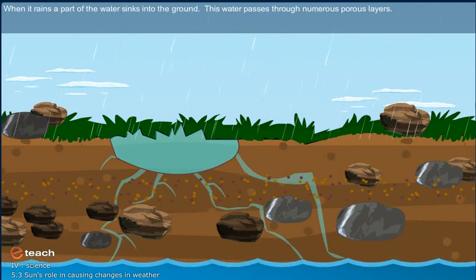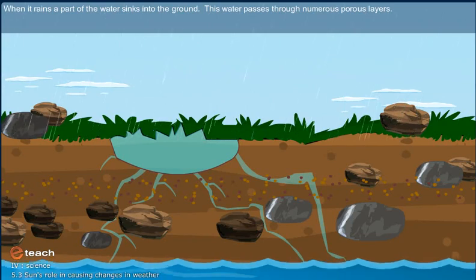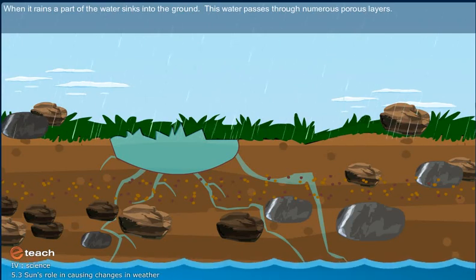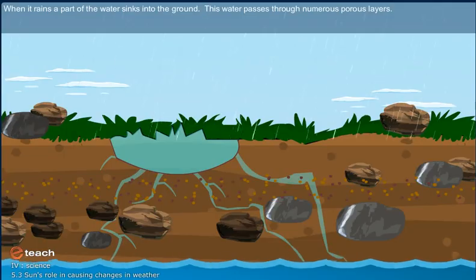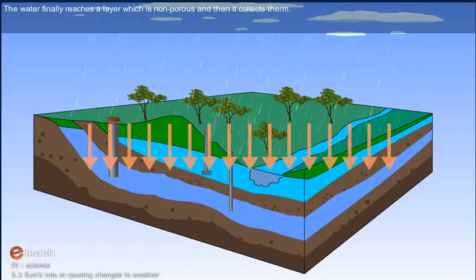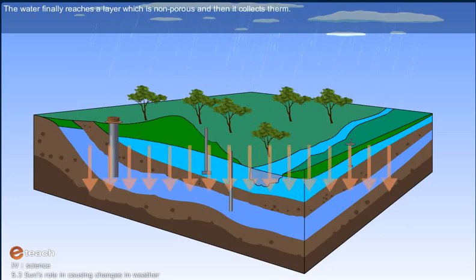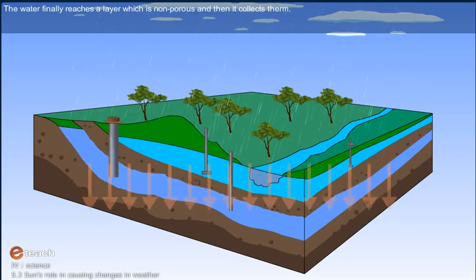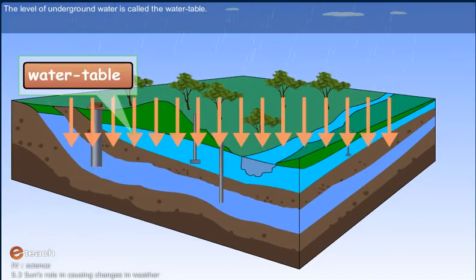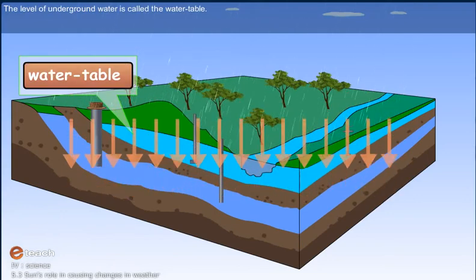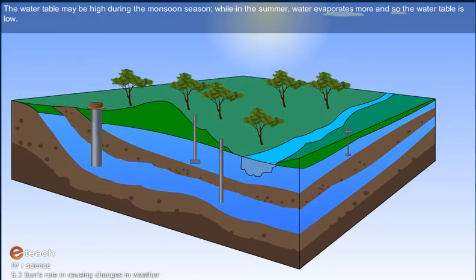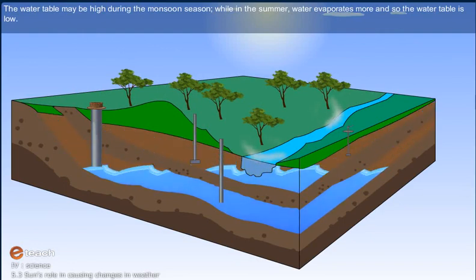When it rains, a part of the water sinks into the ground. This water passes through numerous porous layers. The water finally reaches a layer which is non-porous and then it collects there. The level of underground water is called the water table. The water table may be high during the monsoon season, while in the summer water evaporates more and so the water table is low.